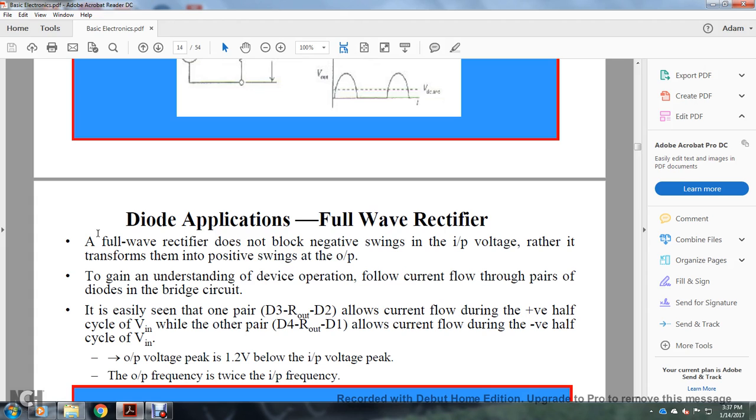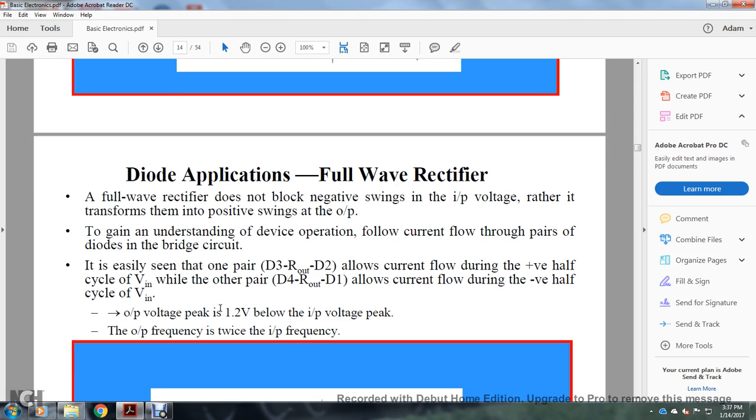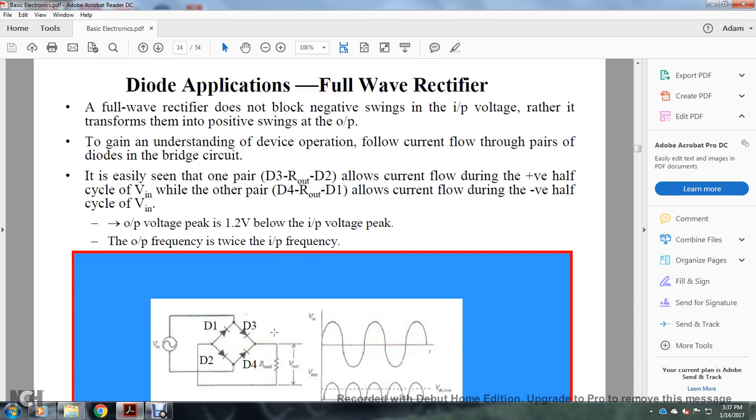Diode application, full-wave rectifier. A full-wave rectifier does not block the negative swings of the input voltage, but rather transforms them into positive swings at the output voltage. To gain an understanding of the difference in operation, follow the flow of current through the pairs of diodes in the bridge circuit. It is easily seen that one pair, D3 and D2, allows the current to flow for the positive half cycle of V in. The other pair, D4 and D1, allows the current to flow during the negative half of the cycle of V in. The output voltage is 1.2 volts below the input voltage peak. The output frequency is twice the input frequency.